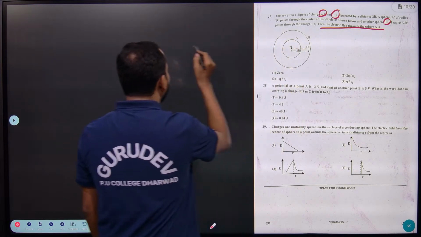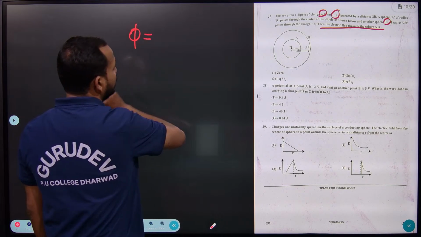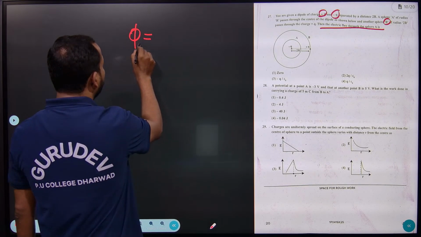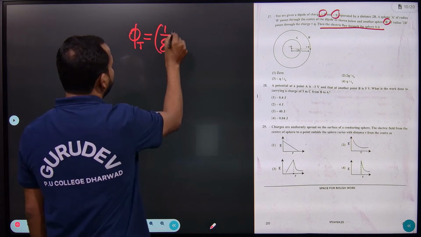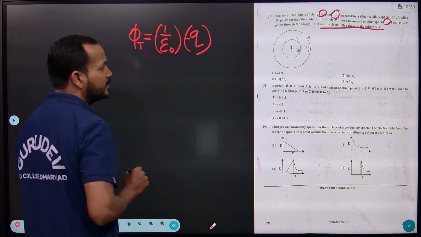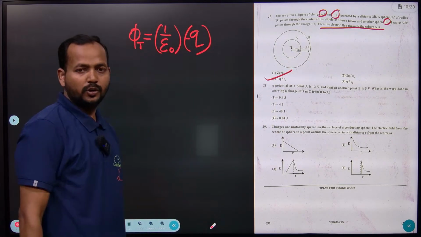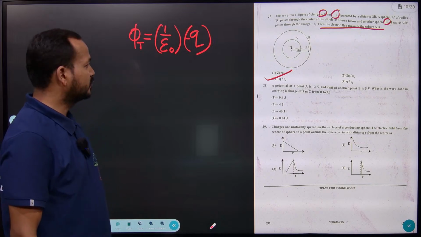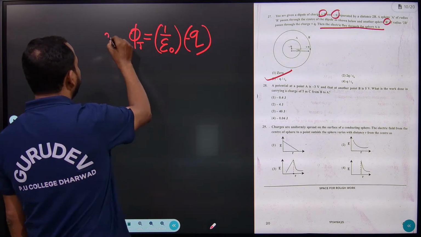Yes, minus q. So we know that, according to Gauss law, total flux is equal to 1 by epsilon naught times the net charge. Here the net charge is minus q. That's why the option will be minus q upon epsilon naught. So this is the answer. Now we'll move to the next question. This is question number 27.